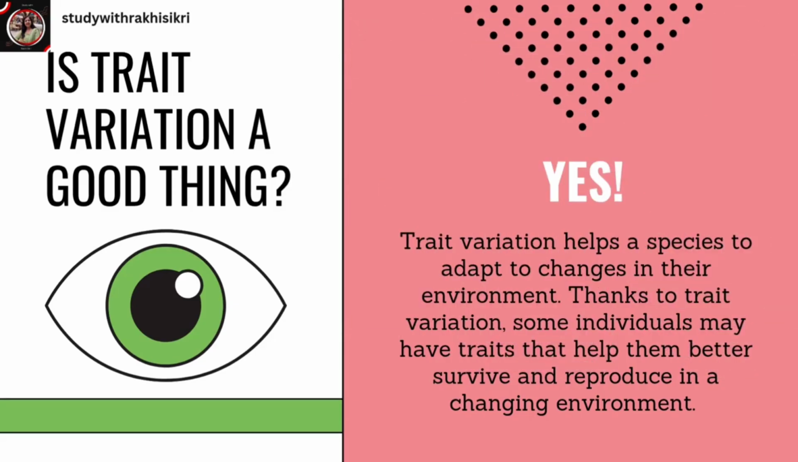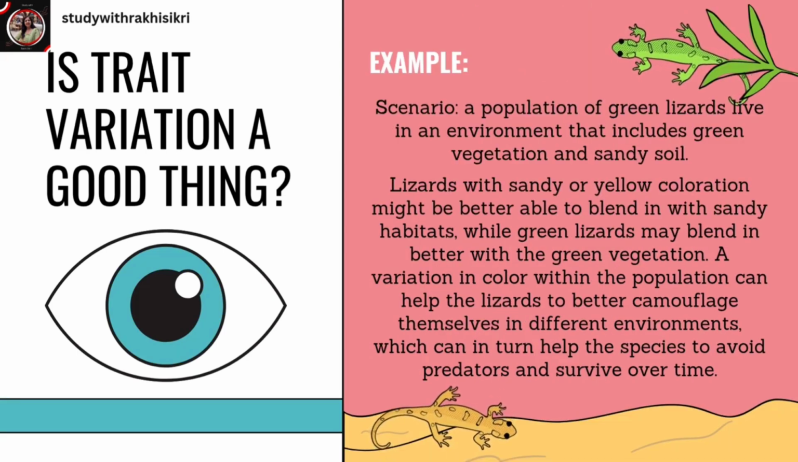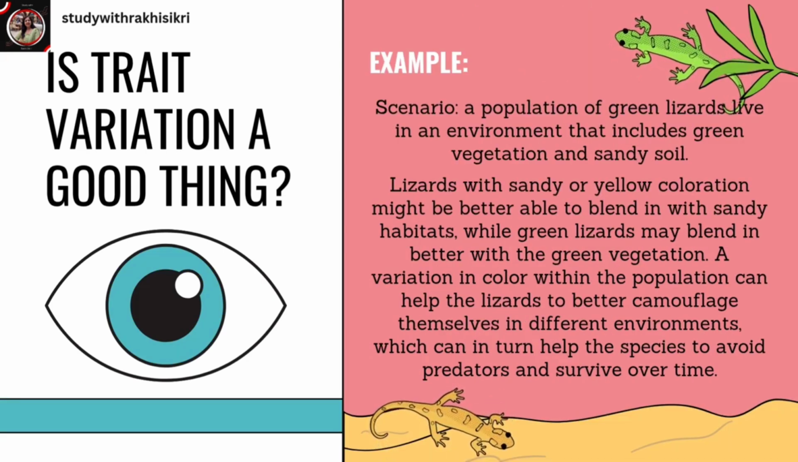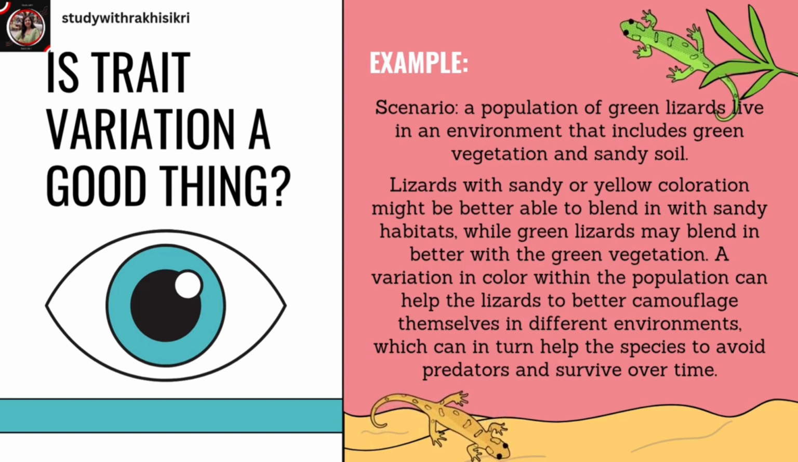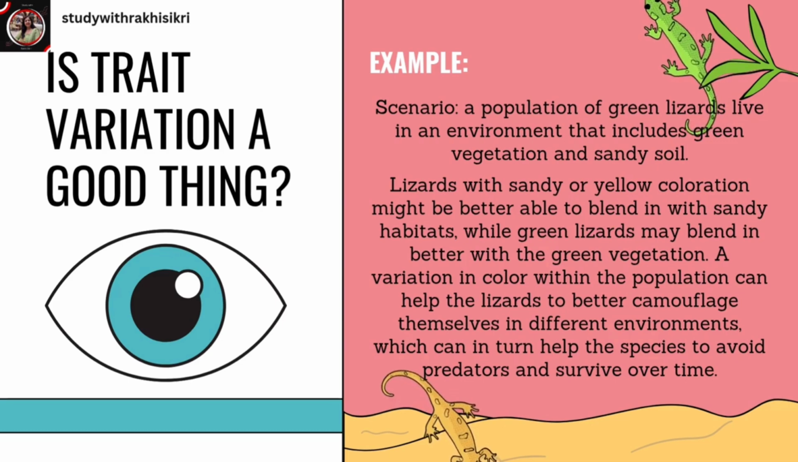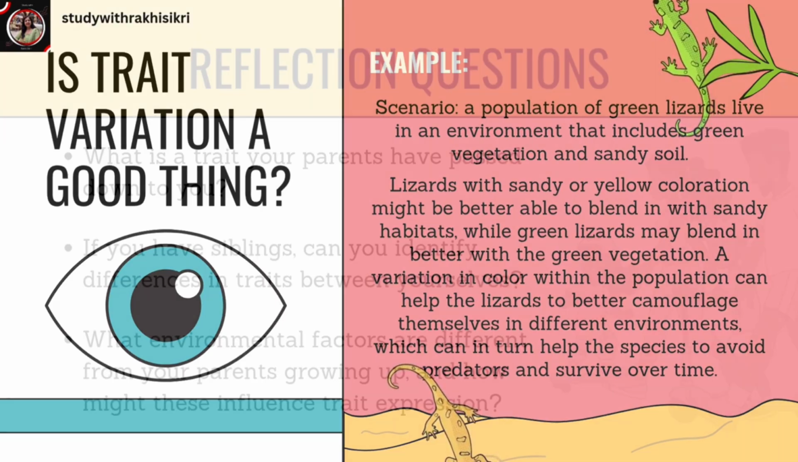Trait variation helps a species survive in changing environments. It increases the chances that at least some individuals can adapt, survive, and reproduce. Imagine lizards in an environment with both green plants and sandy soil. Green lizards blend into the greenery, while yellow ones blend with the sand. This color variation helps protect them from predators.